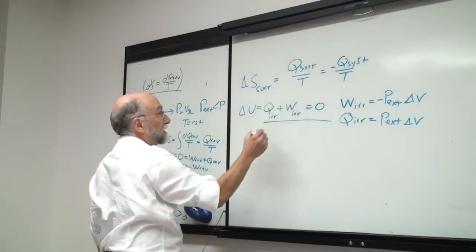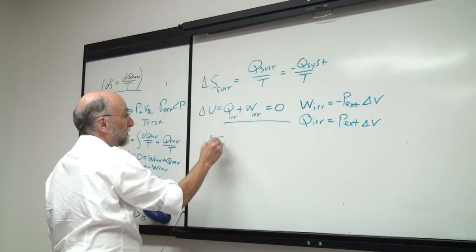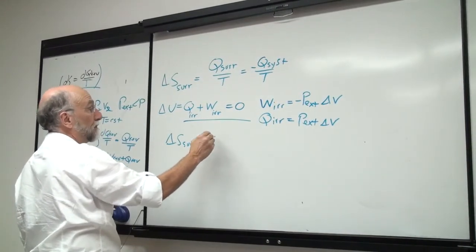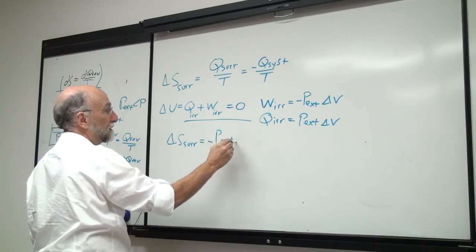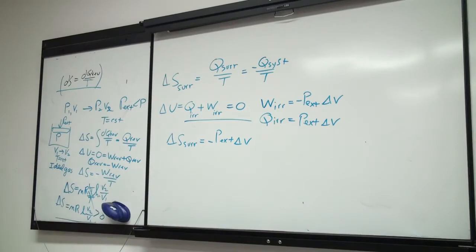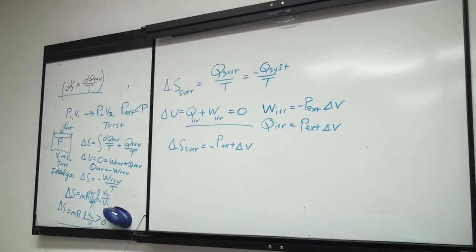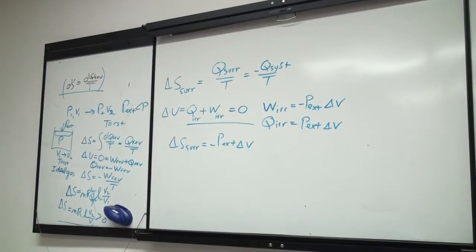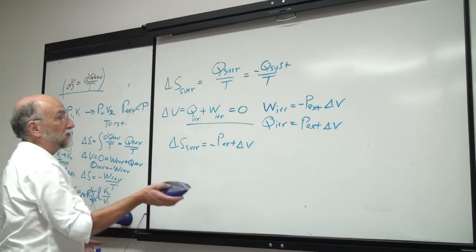So if you take this thing here, that's the surroundings. Therefore delta S of the surroundings is equal to minus P external delta V, divided by T.